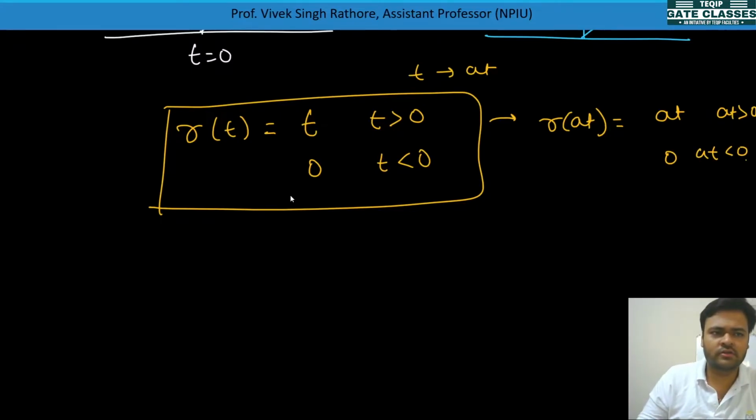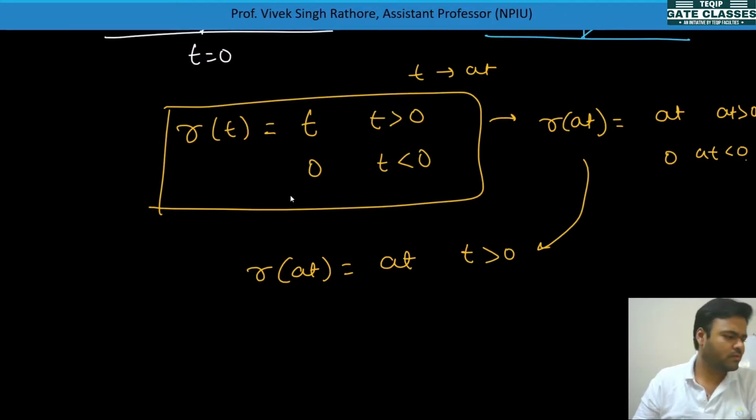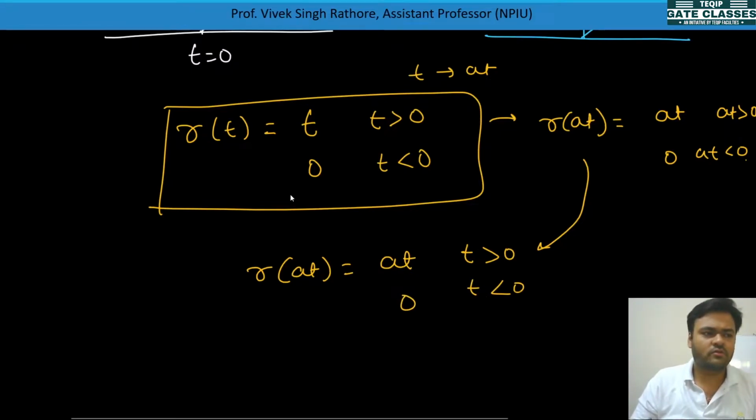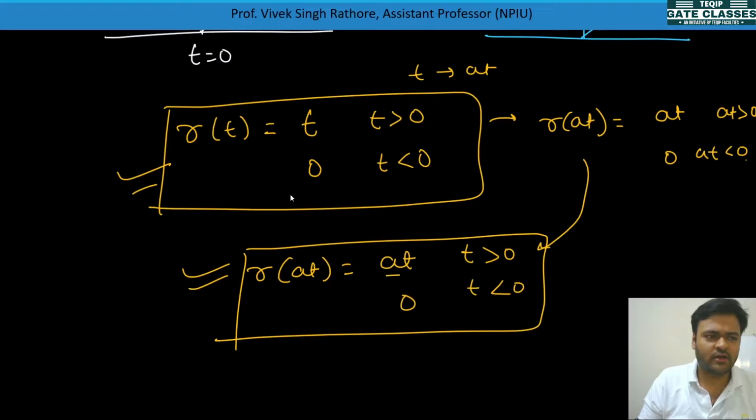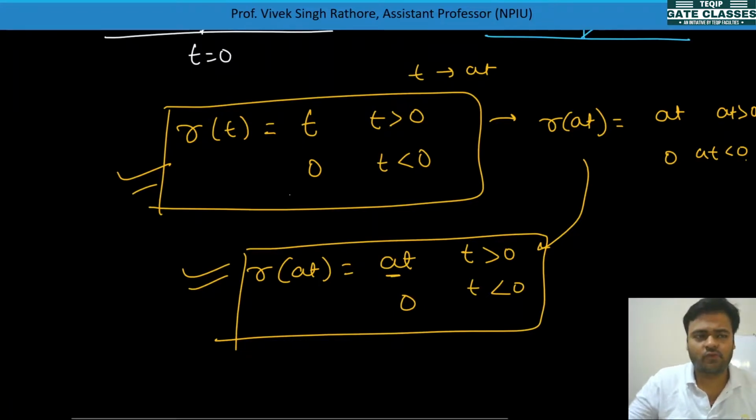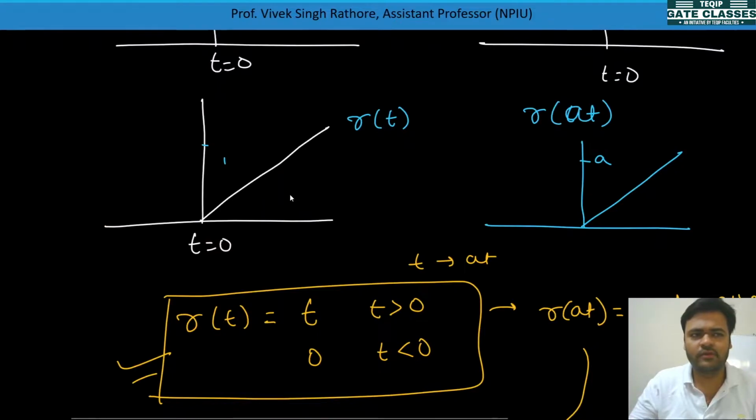We can simplify this: r(at) is equal to at for t greater than 0, because a is greater than 0, so no problem, and 0 for t less than 0. So r(at) is this. Now m is equal to a, which means the slope changes from 1 to a. So the scaling factor will be your slope.